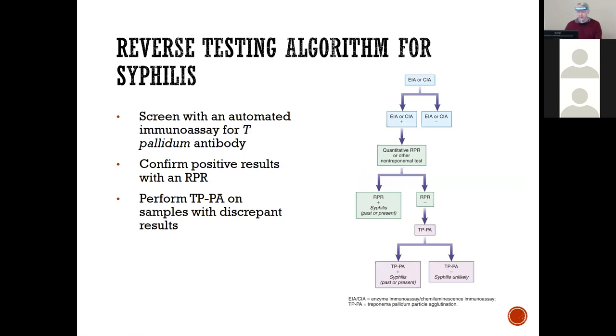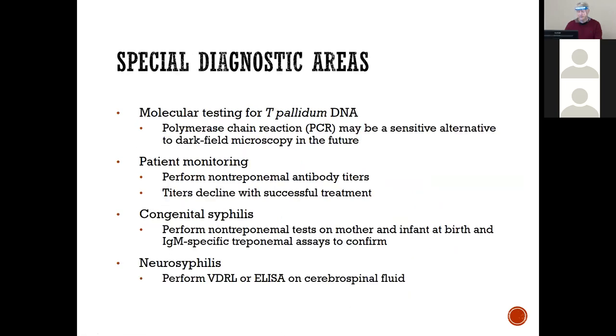There you go through the reverse, the opposite way. I would say you're probably not going to do immunoassays at the beginning and then back your way into RPR. We do have molecular testing now for DNA, polymerase chain reaction. It'd be great. Patient monitoring: perform non-treponemal antibody titers. If the treatment was successful, then we see the titer going down.